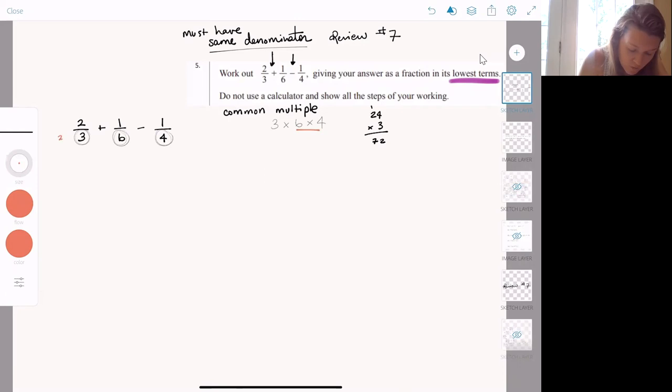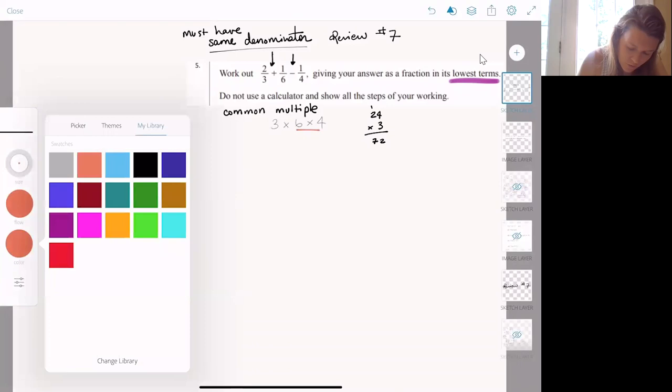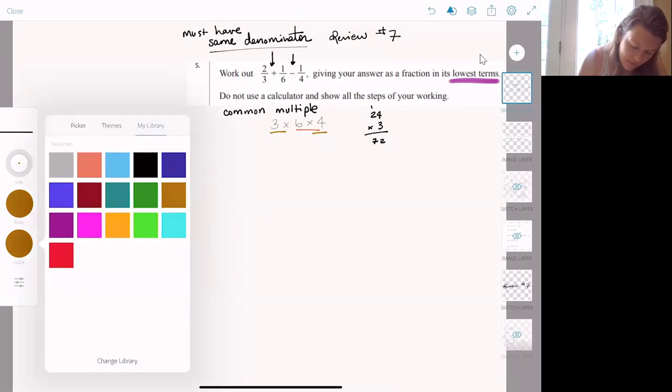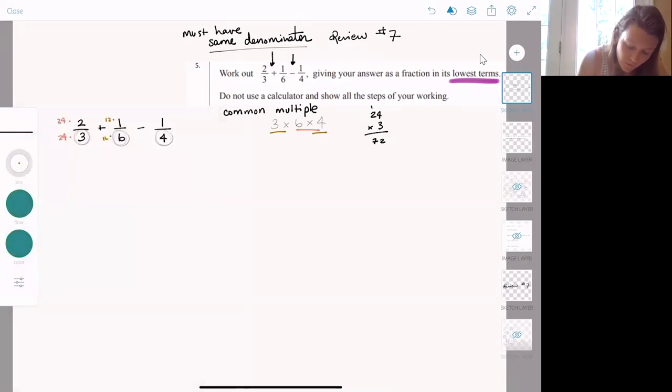So that would be multiplying by 24, top and bottom. Okay, well, what do I need to multiply 1/6 by to get 72 in the denominator? I need to multiply by 3 and 4, which is 12, top and bottom. And then again, what do I need to multiply 4 by to get it to 72? Well, I need to multiply by 3 and 6, which is 18.